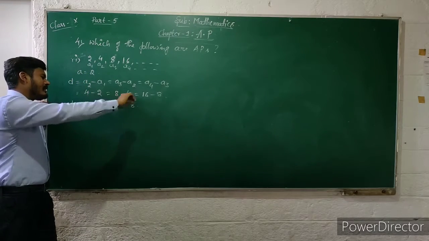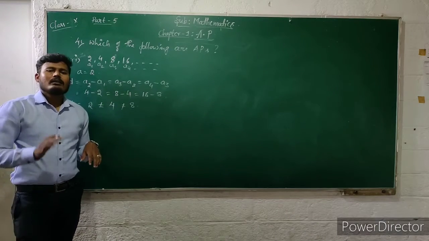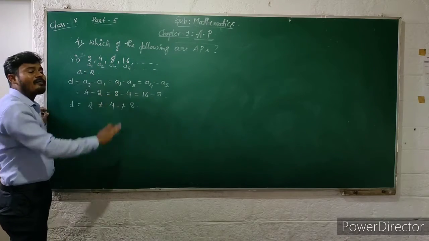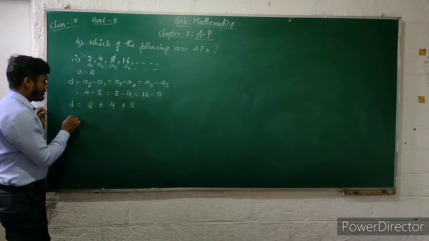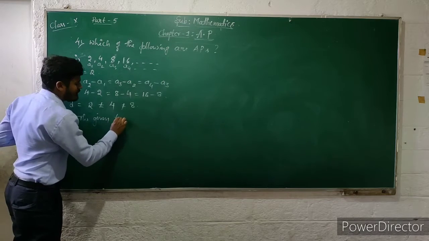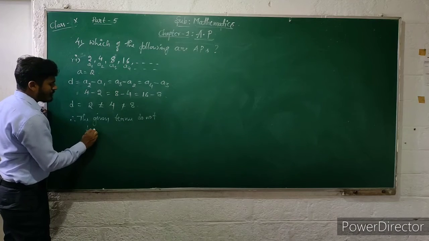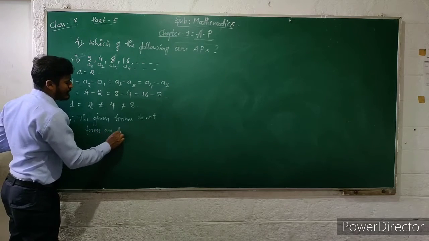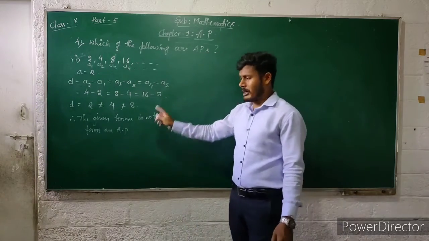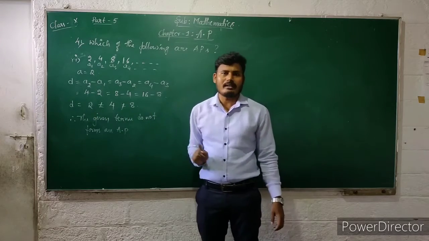So by observing these, the common differences are not equal. So the given terms do not form an AP, arithmetic progression. These terms do not form an arithmetic progression because their common differences are different.